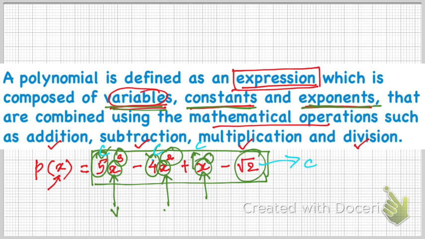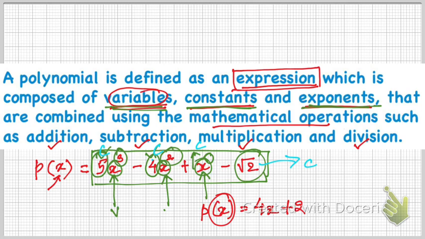We can also have other polynomials, such as 4x plus 2. This is also a polynomial. p(x) is equal to 4x plus 2. And it is not mandatory that you will always write a polynomial with the variable x. You can write it with some other variable as well.